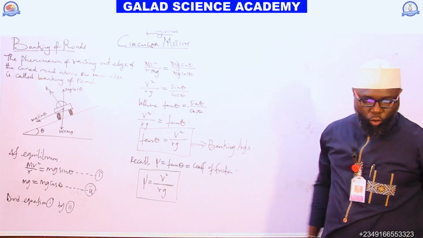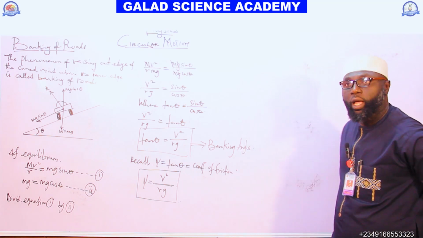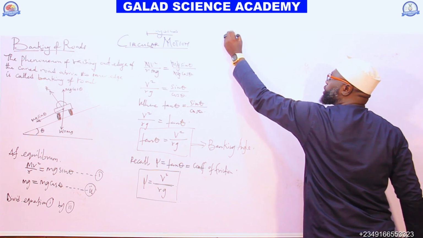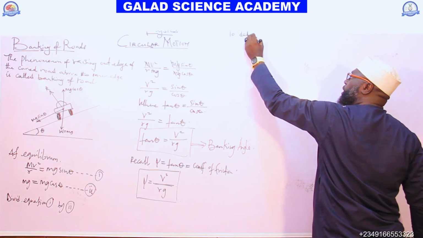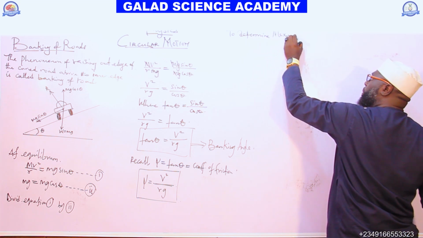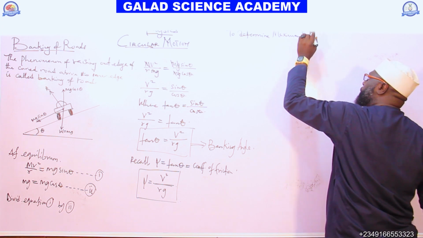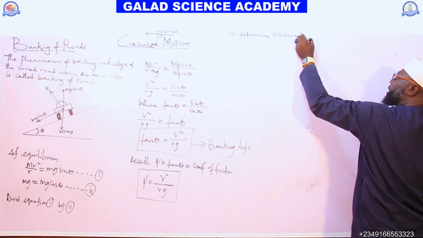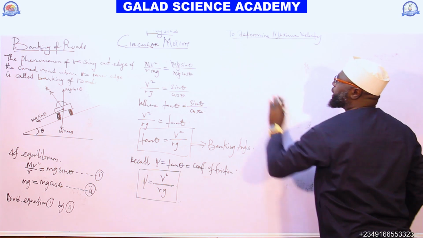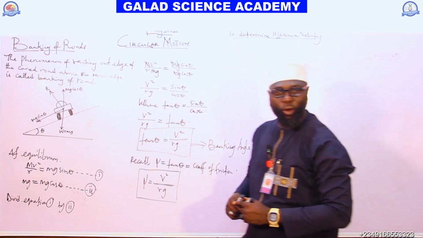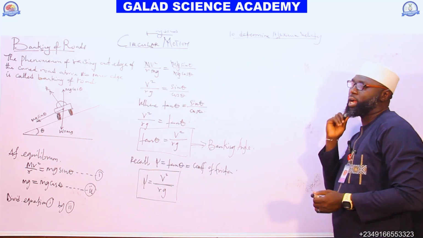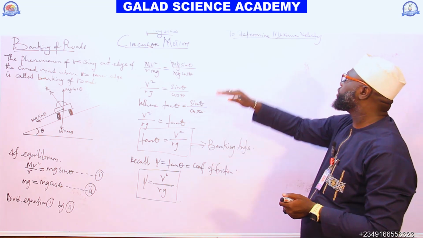And the next thing is to determine the maximum speed, the maximum speed of velocity. The maximum velocity of a car along a circular track or along a curved road.